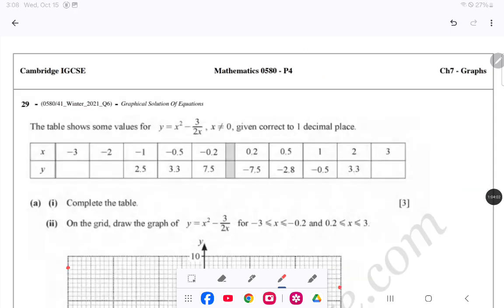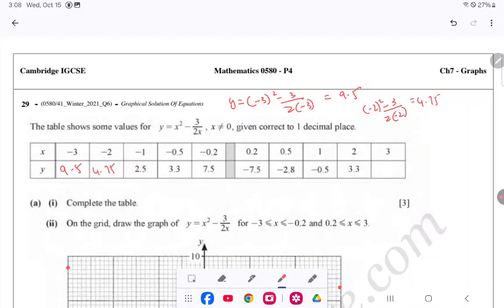Now question number 29 says the table shows values of y function where x cannot be equal to 0. We have to find the value of y for the given x values. y is equal to x, first negative 3 square minus 3 over 2 negative 3. Now solve it further, it will give you the value of 9.5. For the second, put the value of negative 2 square minus 3 over 2 into negative 2, it will give you the value of 4.75 something.